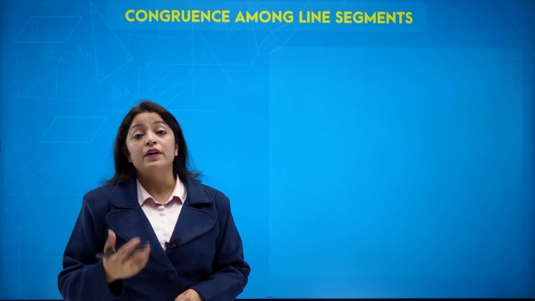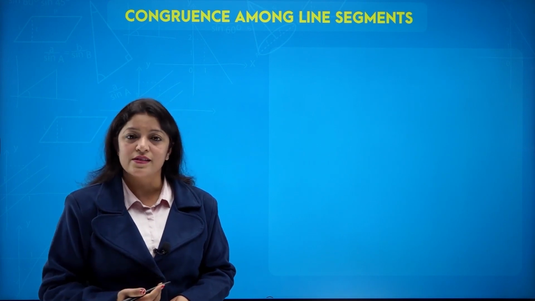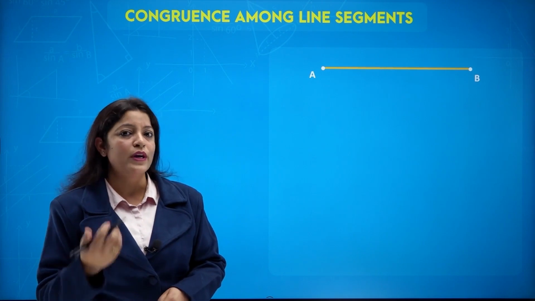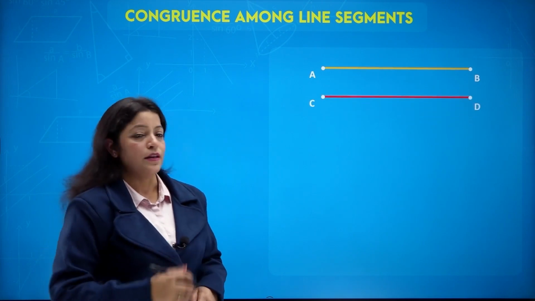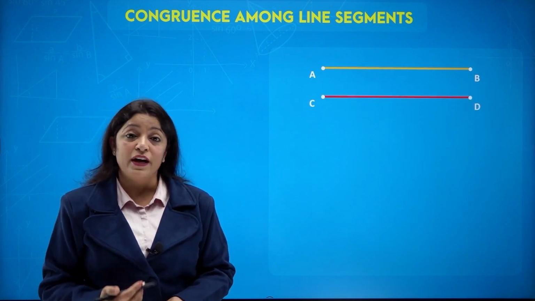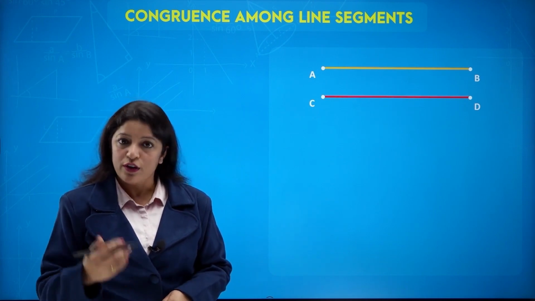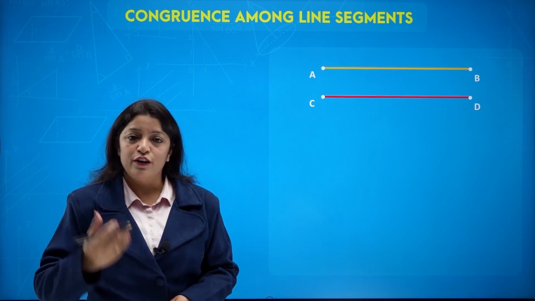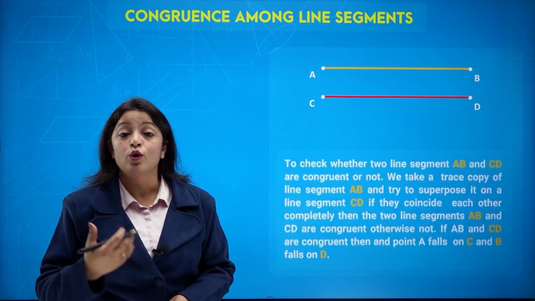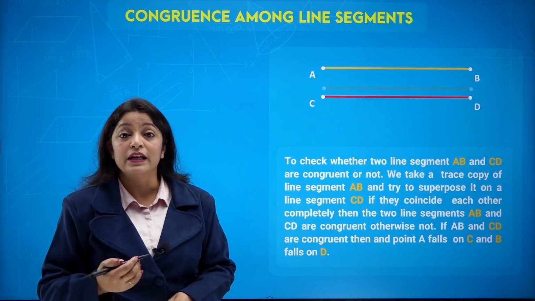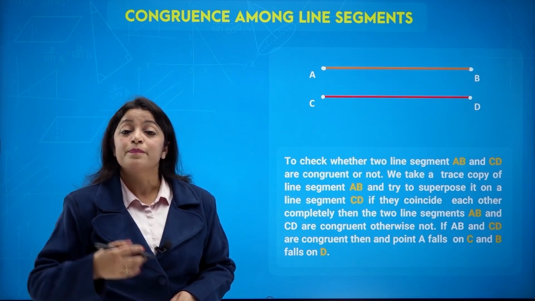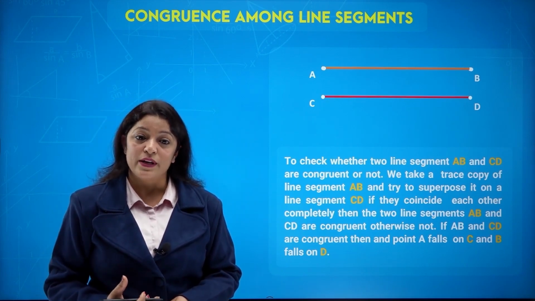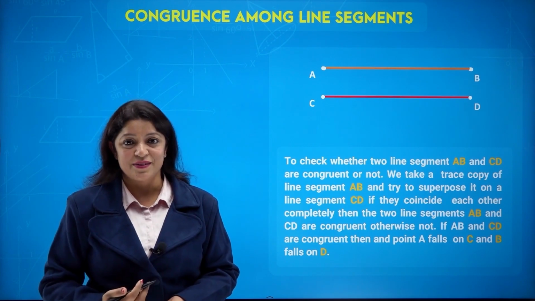Similarly, can we compare line segments also? Yes. If a line segment AB is given to you and one more line segment, say CD, how can we find out whether they are congruent or not? You are familiar with the word equal, right? So it is the same thing here. If you superimpose one line over the other and you find that they are exactly of the same size, that means they are exactly of equal length, then they are said to be congruent lines.